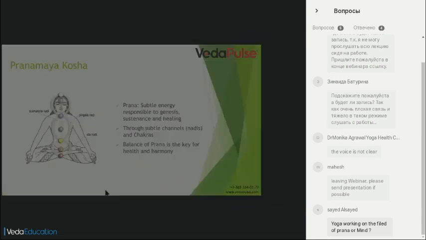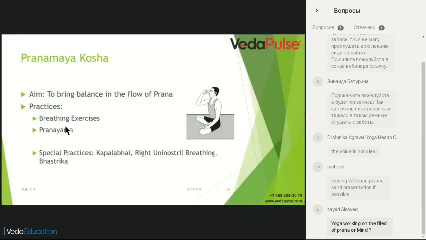And the practices here include breathing exercises and different kinds of pranayamas.